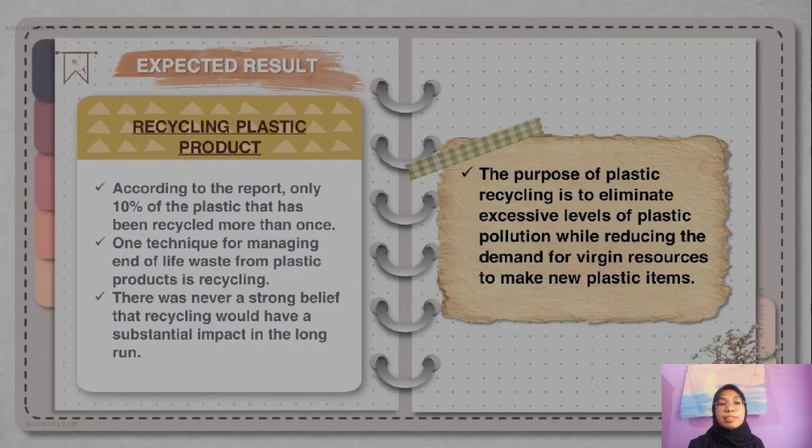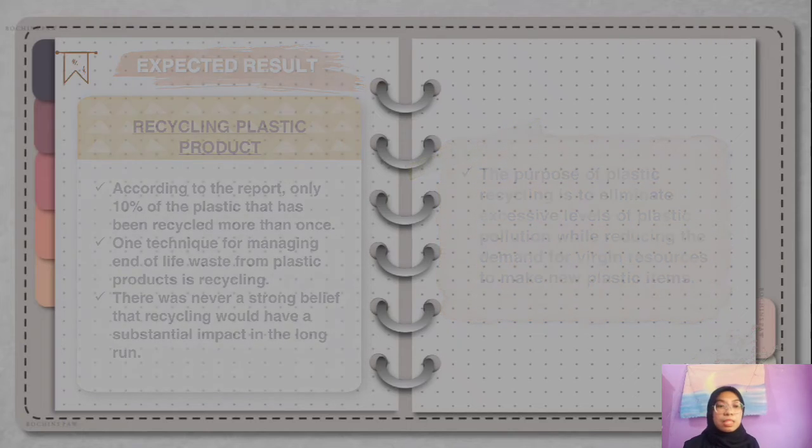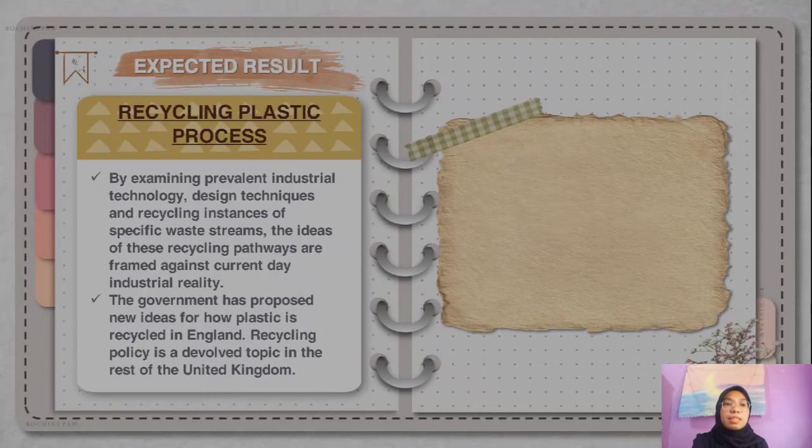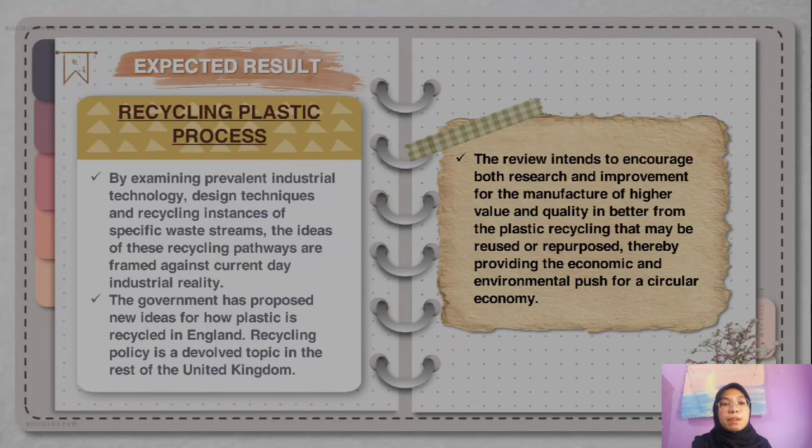The purpose of plastic recycling is to reduce the extensive level of plastic pollution while reducing the demand for virgin resources to make new plastic items. For the plastic recycling process, by examining the prevalent industrial technology, design techniques, and recycling instances of specific waste streams, the ideas of this recycling pathway are framed against current-day industrial reality.